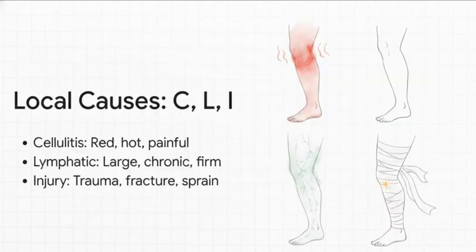Rounding out the local causes, we've got C, L, and I. Cellulitis is very visual and tactile. You're looking for skin that's red, hot, and painful. It's usually unilateral, super tender, and the patient might even be running a fever. For lymphatic obstruction, think large, chronic, firm. This could stem from malignancy or a previous lymph node surgery, and over time, that fluid buildup gets really hard. And finally, I for injury. Pretty straightforward, right? Just a history of trauma leading to the swelling, like a fracture or a bad sprain.